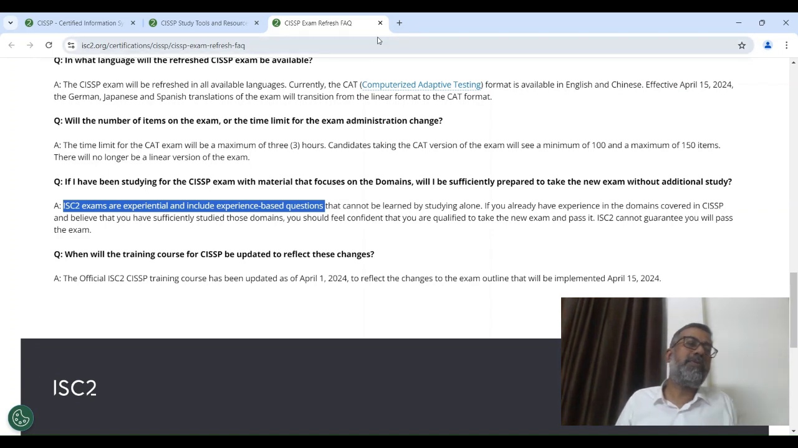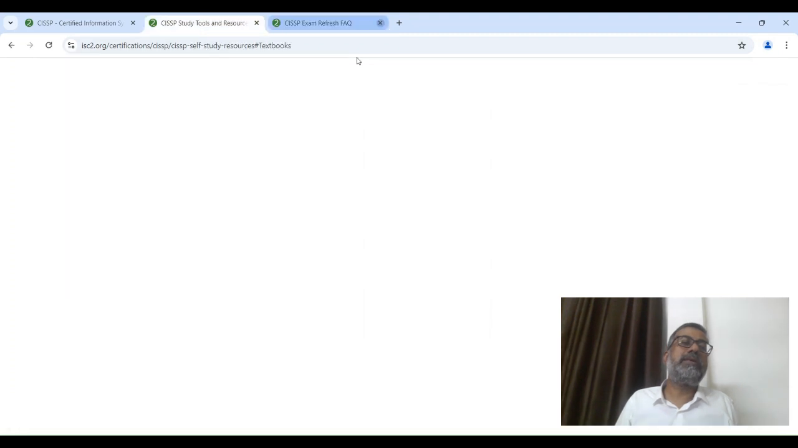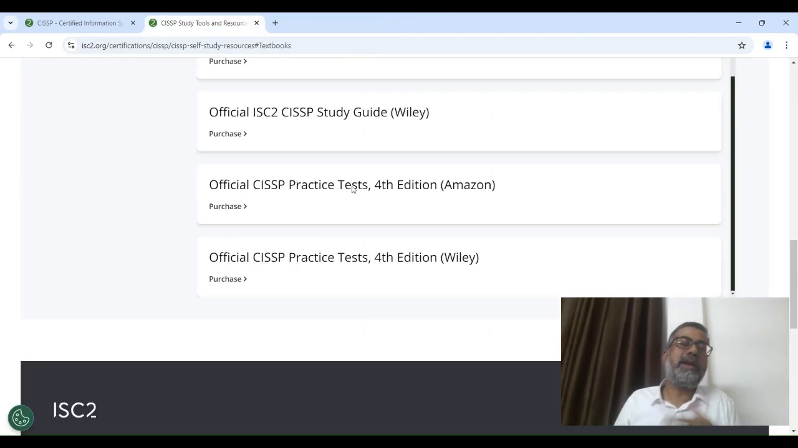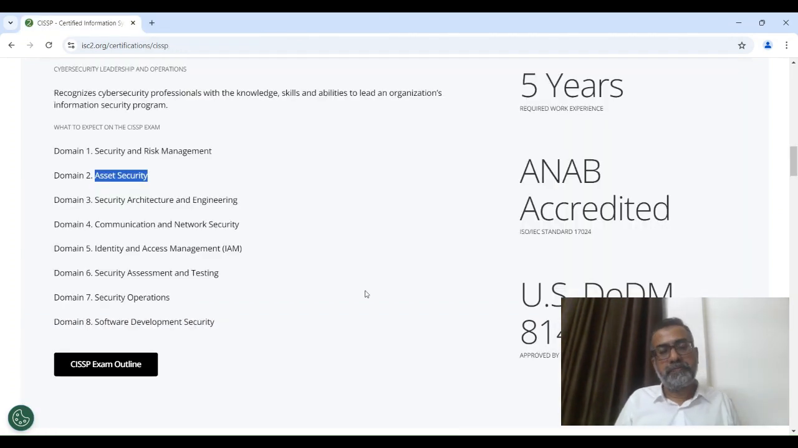So this is the one I was trying to highlight: while reading the textbook, it is not that I've just read it and I'll memorize and answer it. This is not going to work. We have to relate to our experience.